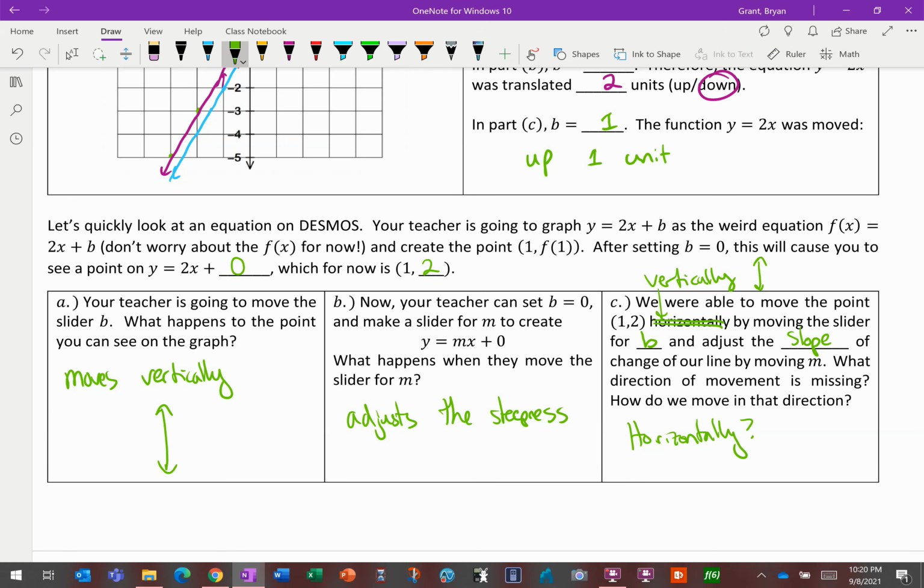You might be thinking, well, why do we care about that? Well, eventually it's going to become very, very useful to move any graph left and right and up and down. And so we just are trying to learn about all the tools that we'll have at our disposal. Let's go ahead and move on to the next page.